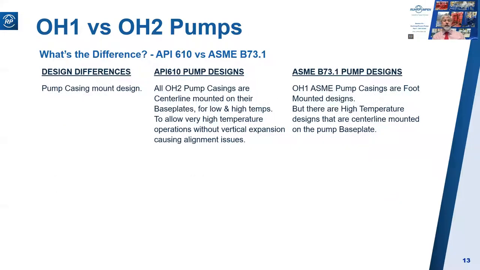Next difference, the casing mount design. Very important for higher temperature pumps. API pumps are centerline mounted on their base plates. As the casing expands on a high temperature pump, it allows the pump to expand upwards and downwards, keeping the center line the same. So keeping alignment of the pump good.